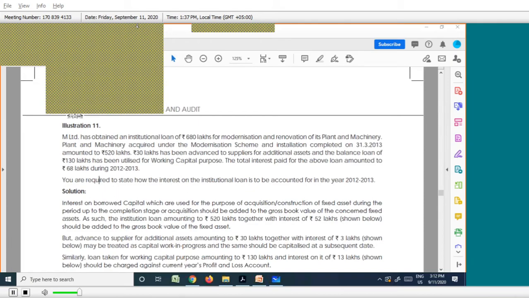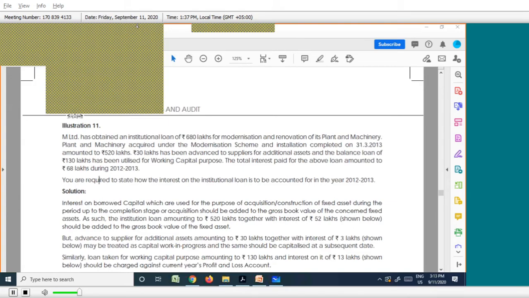Shall we discuss the answer? Shall we discuss the question once again, then we will go to the answer. So, what is the question? M Limited has obtained an institutional loan of rupees 680 lakhs. M Limited company got a loan of 680 lakhs. For what purpose? Modernization and renovation of its plant and machinery.